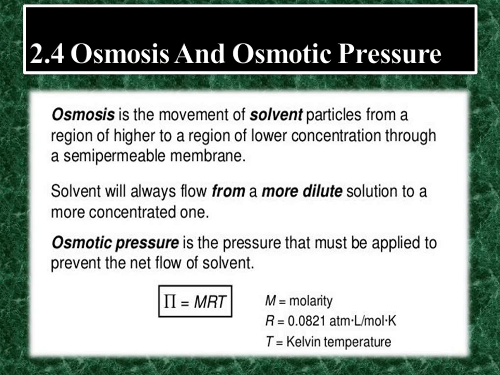So the next property is osmosis and osmotic pressure. Osmosis is the movement of solvent particles from a region of higher to a region of lower concentration through a semi-permeable membrane, or we can say from a region of lower concentration of solute to a region of higher concentration, in which solvent will always flow from a more dilute solution to a more concentrated one. So don't mix these things up. Osmosis is the movement of a solvent from a lower concentration to a higher concentration of solute particles.